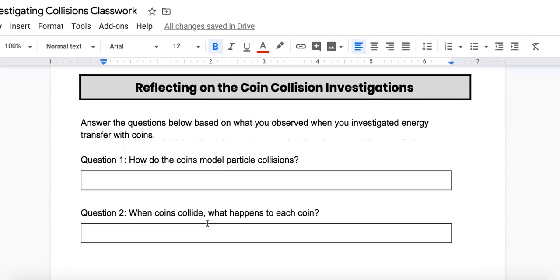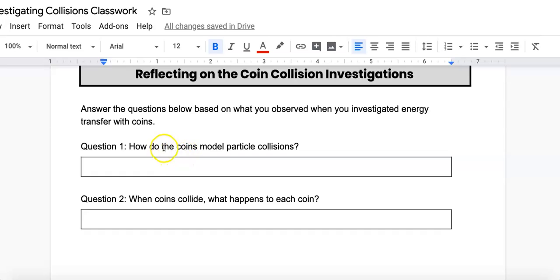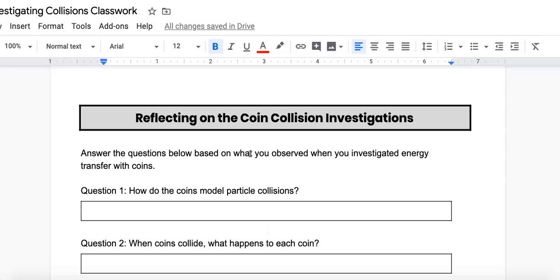When you get to the reflection piece, you want to think about how those coins model particle collisions. When you think about those coins bumping into each other, we know that another word for bump is actually to collide. So we saw the coins collide. How does that actually model or represent particles colliding?